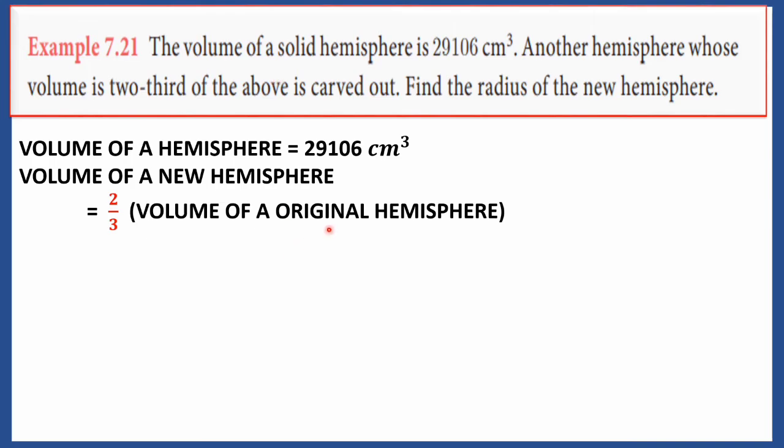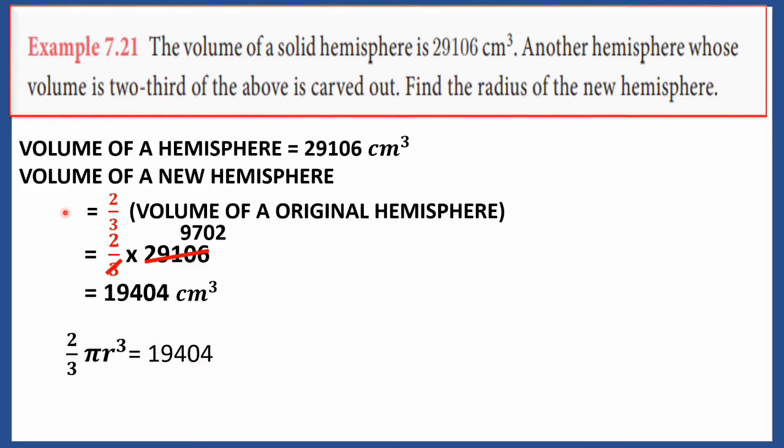So, volume of the new hemisphere equal to 2/3 of the volume of the original hemisphere. 2/3 means 2 by 3. 2 by 3 into 29,106. Just cancel this 3 into 29,106, we get 9,702. Multiplied by 2, 19,404 centimeter cube is the volume of the new hemisphere. We have to find the radius of the new hemisphere. So, volume of a hemisphere equal to 2 by 3 pi r cube equal to 19,404.